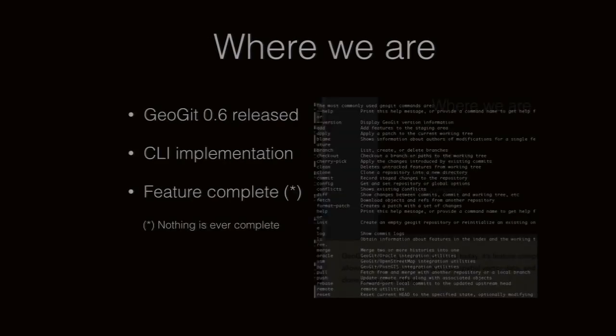So right now, GeoGit still hasn't reached the 1.0 status. By that we mean that there might be some changes on the APIs, and certainly on the internal structure of the code, but there's a command line interface implementation that's ready to be used. It is feature complete with that caveat. Nothing's ever finished. But you have a set of commands. You have a long list of commands that you can use.